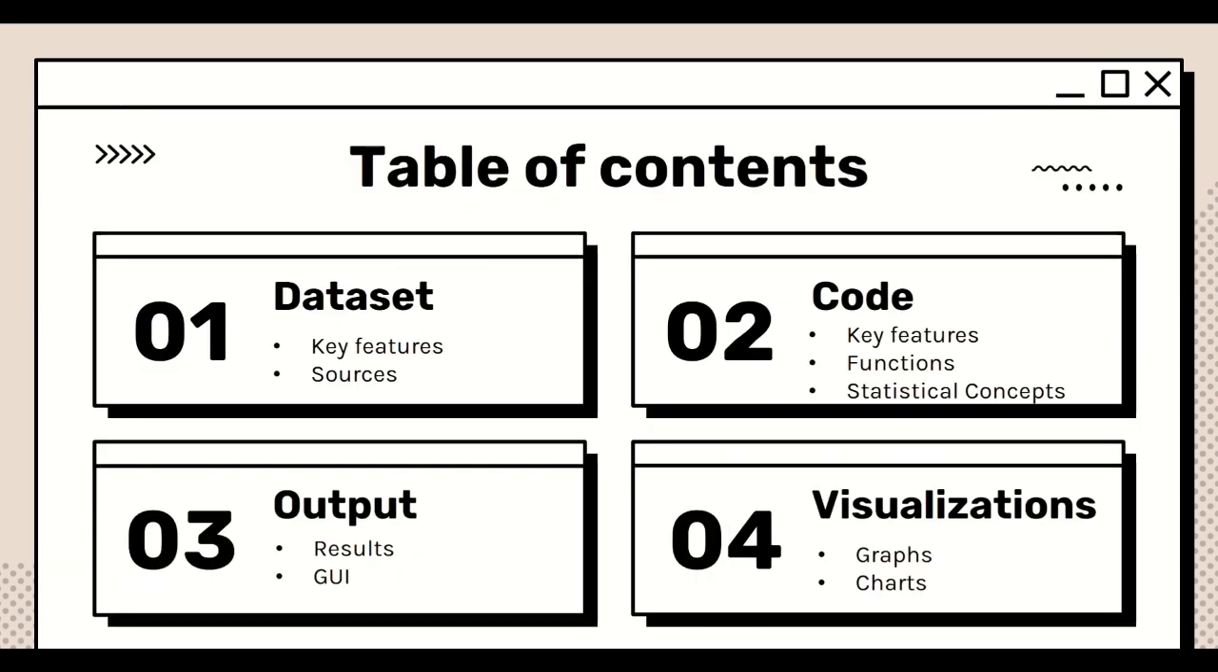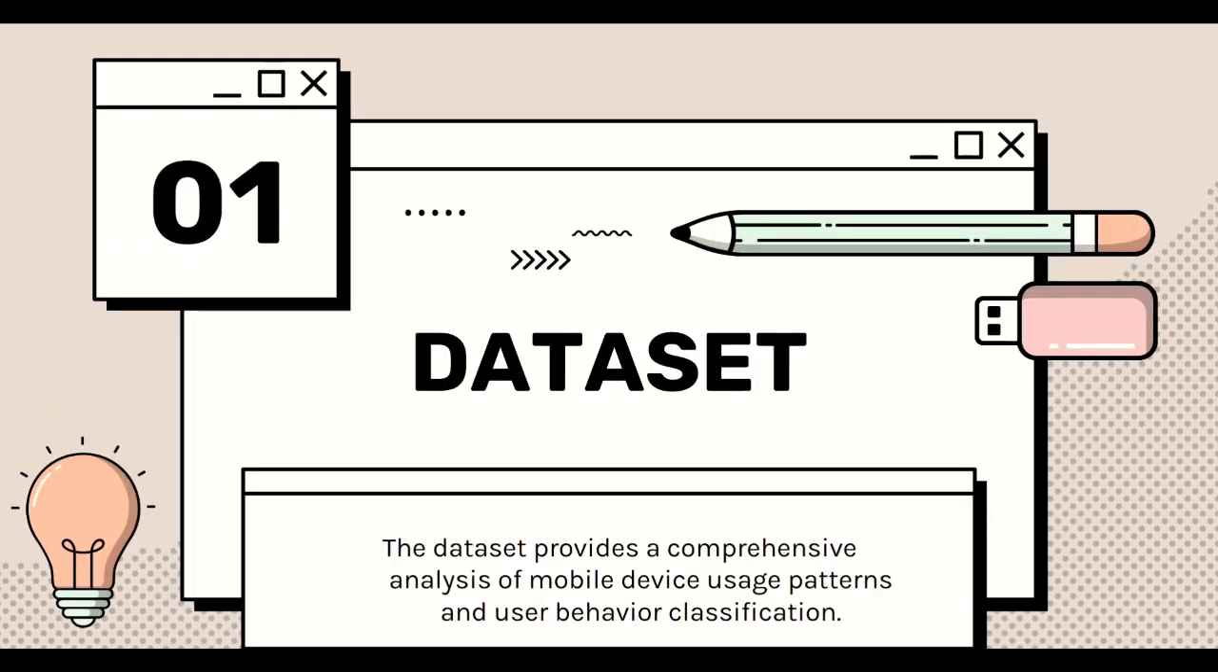First off, we'll start with the dataset I chose and know about its key features and its source. Then we'll move on to the code and I'll show you the function and statistical concepts I implemented. Next, there is the output and the visualizations I made, which include graphs and charts.